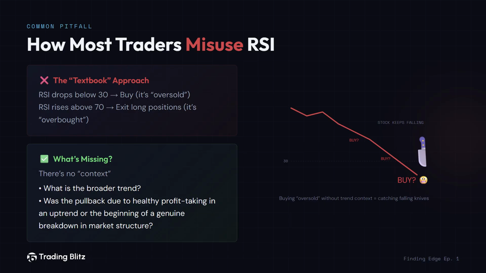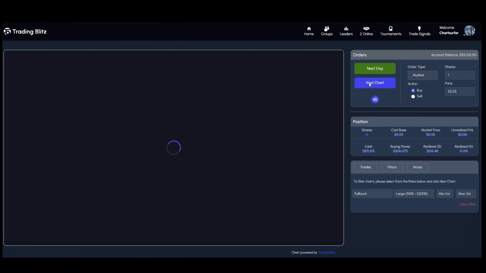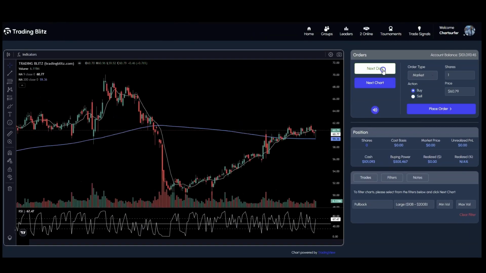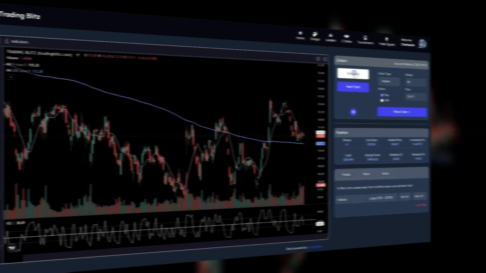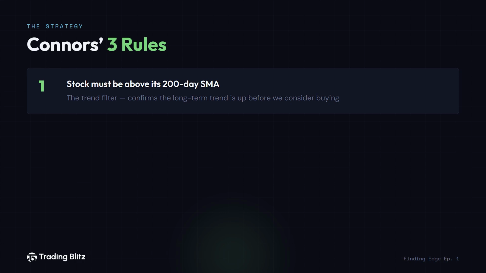Let's start by going over the strategy's 3 rules. Then we'll test it 100 times in the Trading Blitz simulator. And then once we have the results, we'll make a few modifications and then compare the results as we go. The 3 rules are as follows.